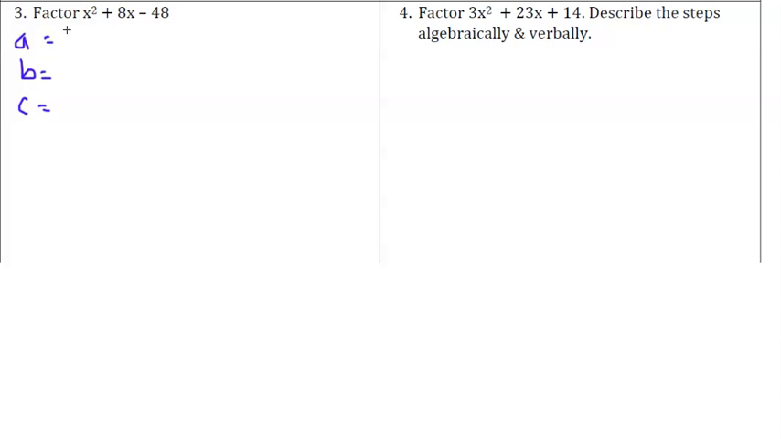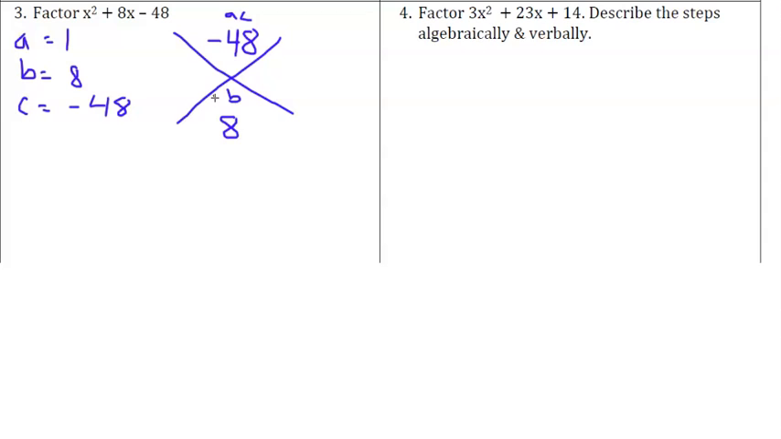So a would be 1. That's our coefficient of x squared. Our coefficient of the x term is positive 8. And our constant term, c, is negative 48. Since a equals 1 here, we'll use the x factor method. Our product, a times c, 1 times negative 48, is negative 48. That's our AC, that's our product. Our sum, B, is 8. So we will find two factors that multiply to negative 48 and add to 8.